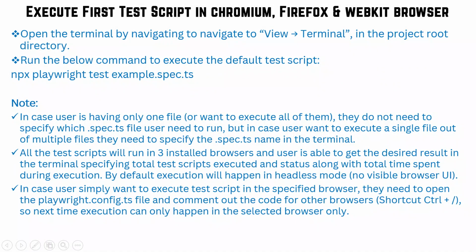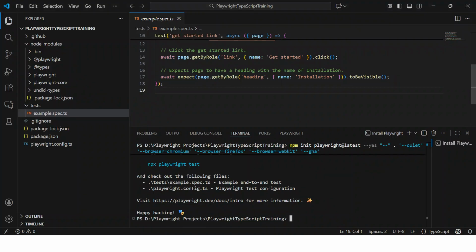So in case the user has only one file or wants to execute all of them, they do not need to specify which spec.ts file needs to be run. But in case the user wants to execute a single file out of multiple files, they need to specify the .spec.ts name in the terminal. All the test scripts will run in the three installed browsers, and the user gets the desired result in the terminal, specifying the total test scripts executed and their status, along with the total time spent during execution. By default, execution happens in headless mode, so you will not be able to see the browser UI. So let's try to run the command npx playwright test.